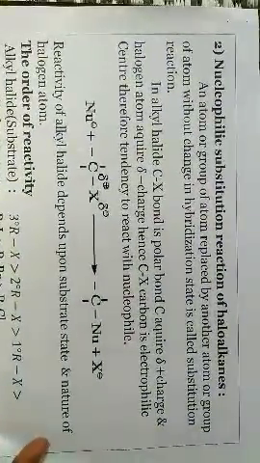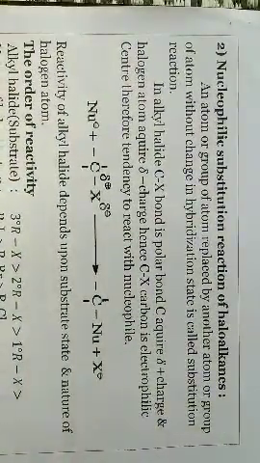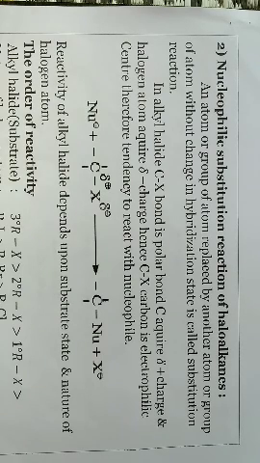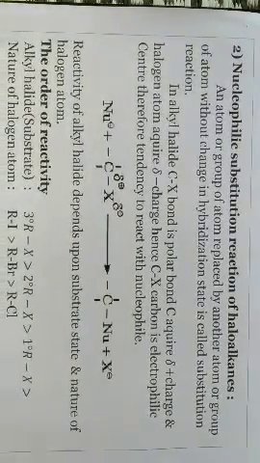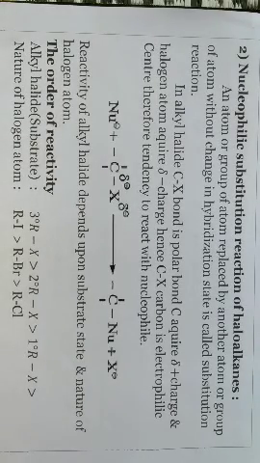Secondly, we can go for the nucleophilic reactions of haloalkanes. A nucleophilic substitution reaction is one in which an atom or group of atoms is replaced by another atom or group of atoms without a change in hybridization. In alkyl halides, the C-X bond is a polar bond where carbon acquires a partial positive charge and the halogen atom acquires a partial negative charge. Hence, the C-X bond is an electrophilic center and tends to react with a nucleophile. So a nucleophile can easily react with this carbon atom of the alkyl halide.